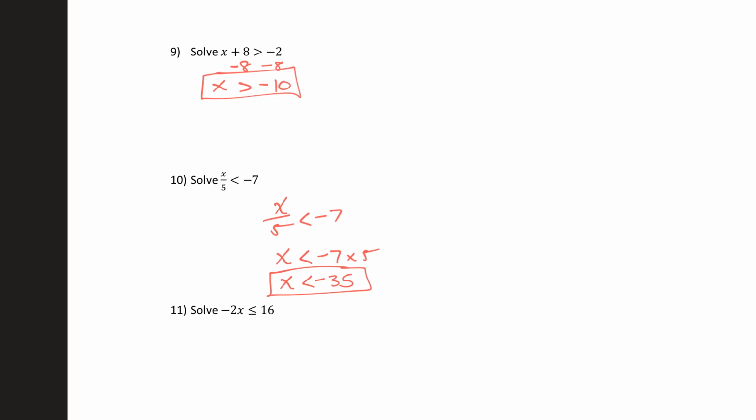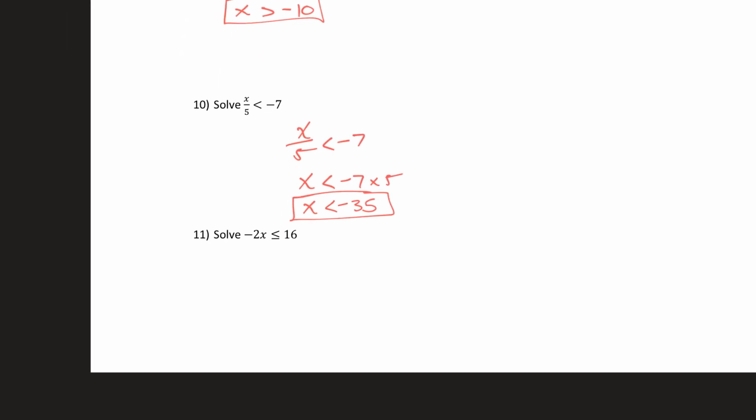Then we have our last problem here. I'll rewrite it here: -2x is less than or equal to 16. Since that's multiplication, I have to divide by -2. I divide that by -2, and x. Now, since I divided by that negative, this is what matters right here. I have to switch the direction of the inequality going the other way. And 16 divided by -2 is -8.